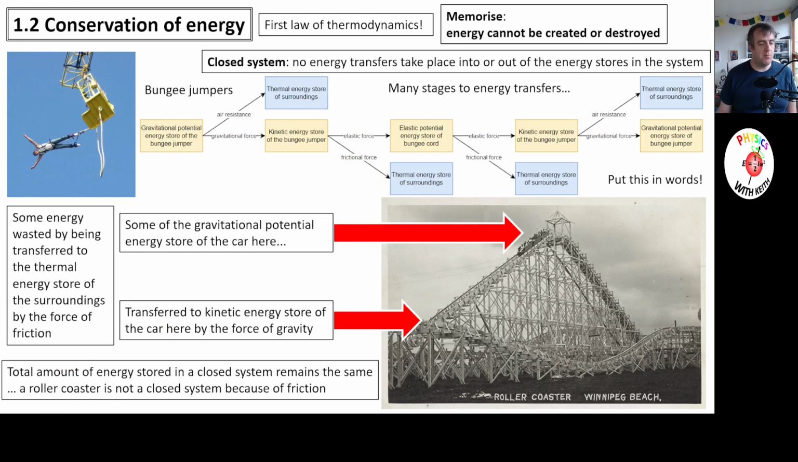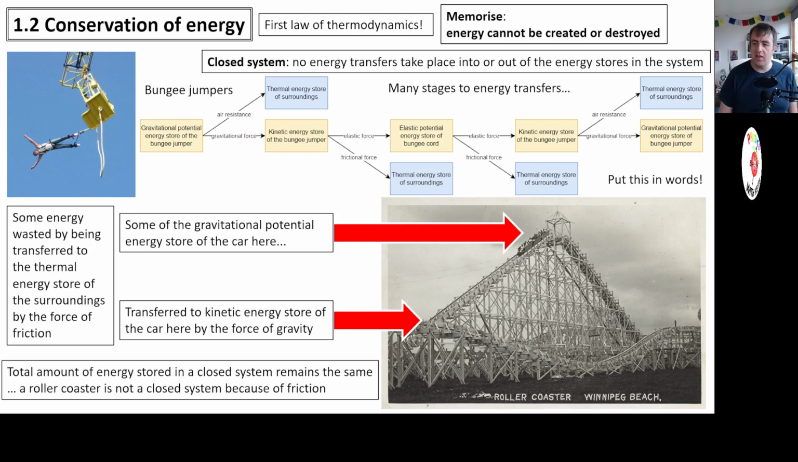So this isn't a perfect diagram, it definitely isn't, but you could put it in words, or you could just present it as a diagram. There isn't any energy destroyed, but there is energy leaking out all the way along. We have these thermal energy stores of the surroundings increasing, which means that the total amount of energy in the bungee jumper at the end is going to be less than the total amount of energy in the bungee jumper at the start. So the bungee jumper won't get to the same height when they return to the highest point.